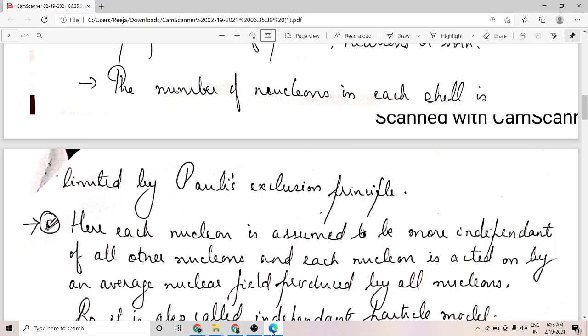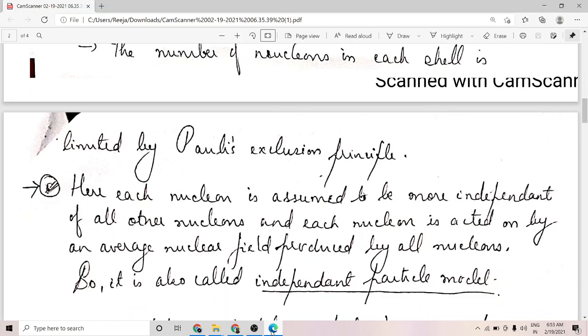Here, each nucleon is assumed to be independent of all other nucleons, and each nucleon is acted upon by the average nuclear field produced by all the nucleons.